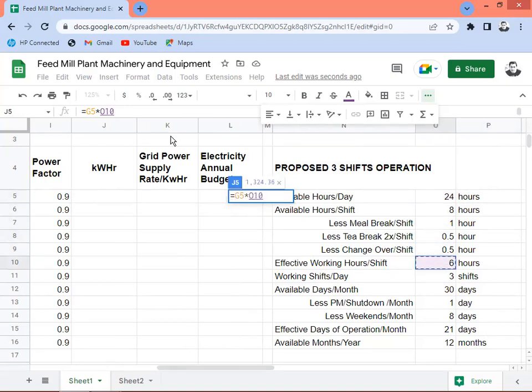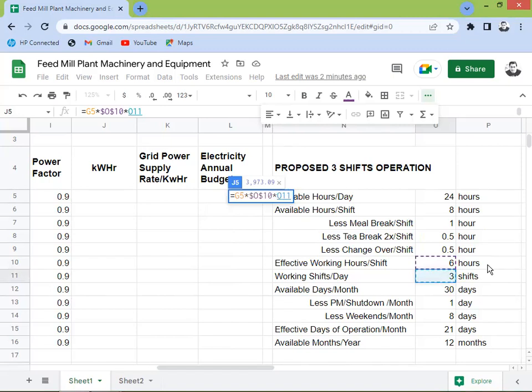We're going to include this one, 6 hours, because there will be 6 hours of operation per shift. Since this information is coming from one cell location, we're going to put the absolute cell reference. You can press F4 on your keyboard so it will include the dollar sign. Then we're going to multiply by the three shifts, because it's 6 hours per shift. So we're going to calculate the 24 hours operation, or the three shifts operation.